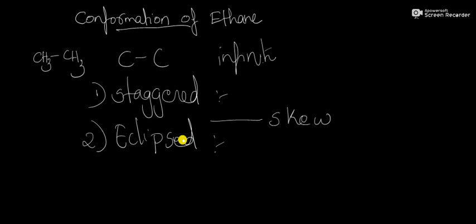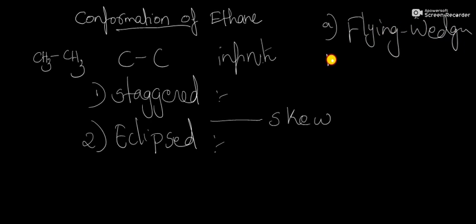Then how can you draw the conformation of ethane? We have different representations, that is, two-dimensional or planar representations of the conformation of ethane molecule. First one, flying wedge representation. Second one, Sawhorse representation. Third one, Newman projection.